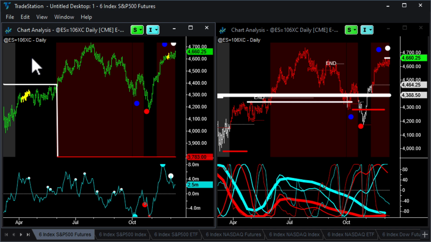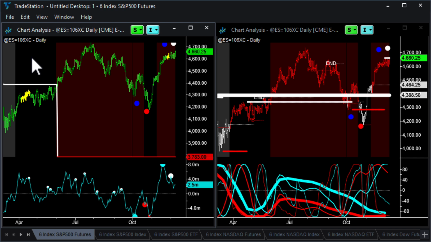And we're just going to look at the high level markets first. We're going to look at the E-mini, the S&P 500, the NASDAQ, the Dow and the Russell. And we've got three different charts for each of those markets. So we've got the futures markets, we've got the index themselves, and we've got the ETF.